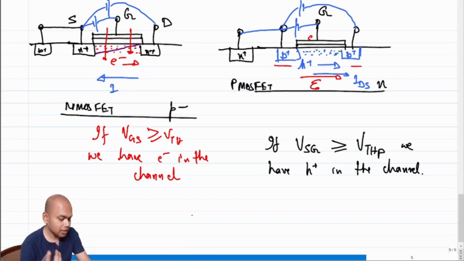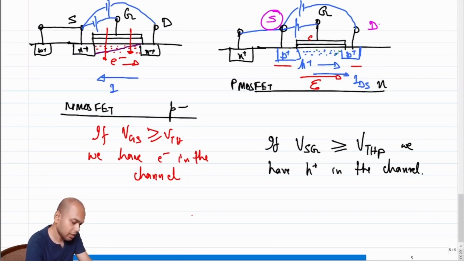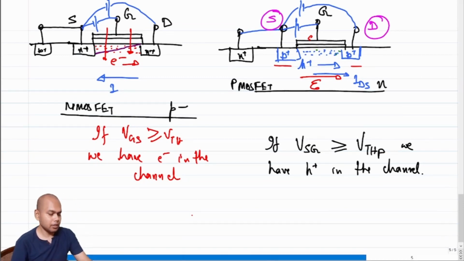And what is the definition of drain and source? The source is essentially that terminal from which all the carriers are originating. In this case, the carriers are originating from the left terminal and moving towards the right. So this becomes the source terminal, and this becomes the drain terminal.